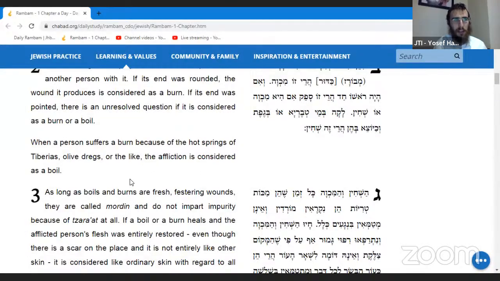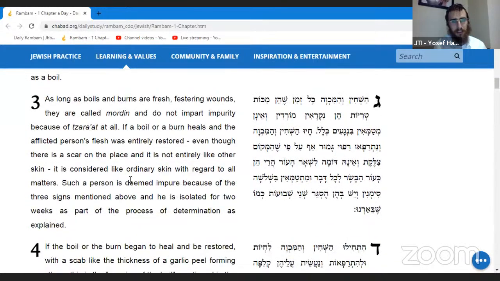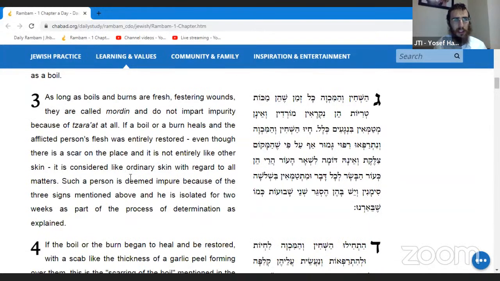As long as boils and burns are fresh, festering wounds, they are called mordin and do not impart impurity because of tsaras at all. So as long as it's a fresh wound, the tsaras that appears on it is not tameh.